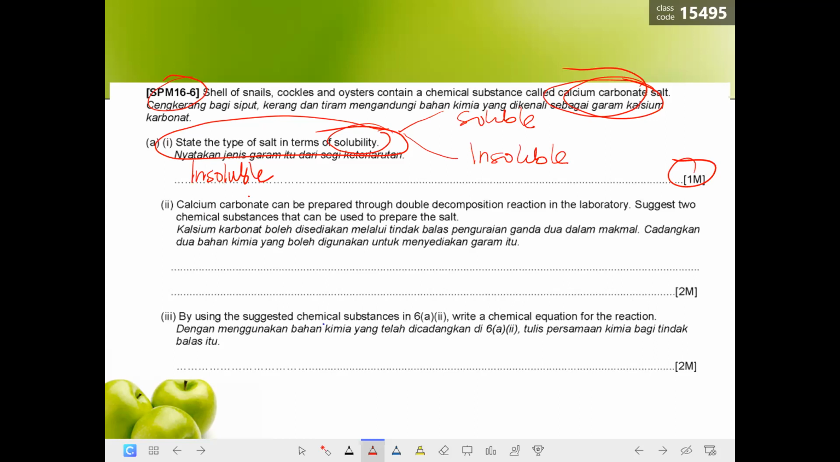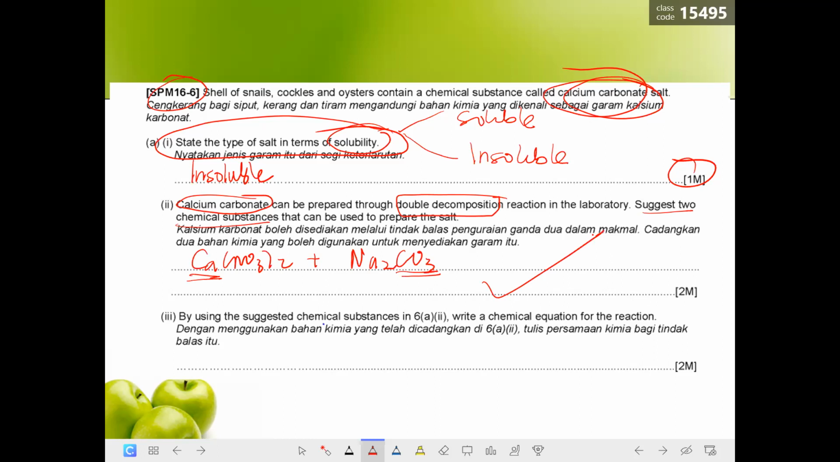So I can get calcium carbonate from double decomposition. What two chemical substances can teacher use to get calcium carbonate? Yesterday I taught you. Calcium nitrate. Okay, calcium nitrate, very good. Plus, I put calcium one side. Sodium carbonate. Okay, sodium carbonate. I put carbonate the other side. Okay, correct. Full mark. Anyone wants to give a different answer?